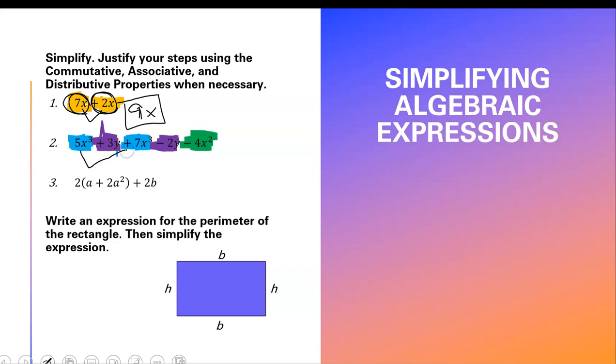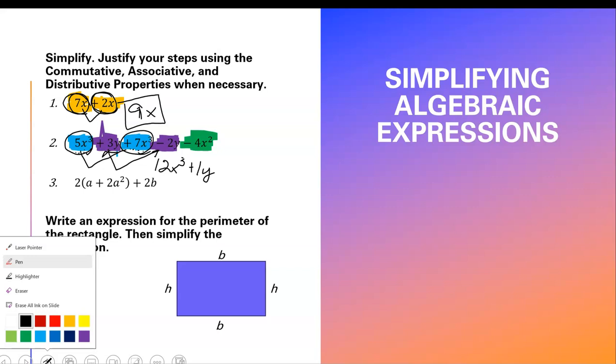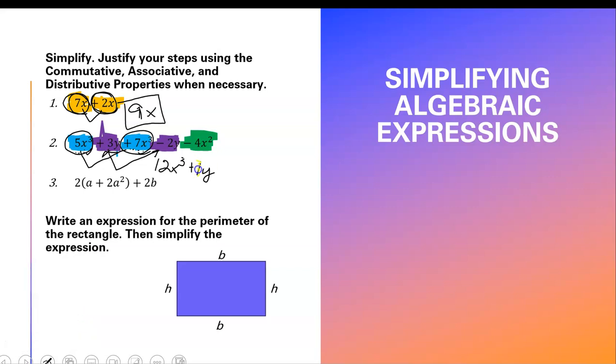Start with the blue here. 5x cubed plus 7x cubed. 5 plus 7 gives me a total of 12. And then the x cubed stays the same. Go to purple. We've got 3y minus 2y. 3 groups of something minus 2 groups of something. Well, we're left with 1 group of that something. A positive 1y. Little tidbit. You do not have to write this little 1 in front of the y.